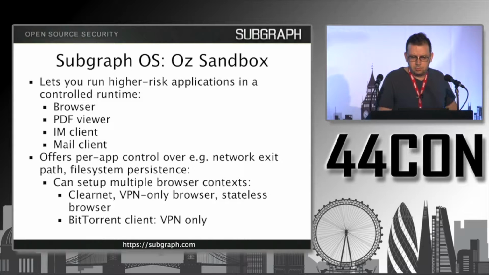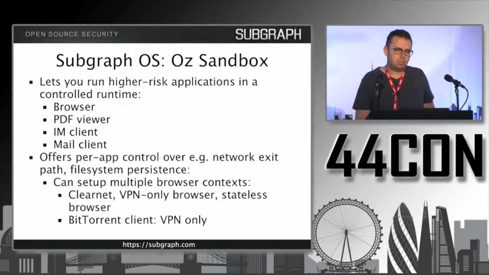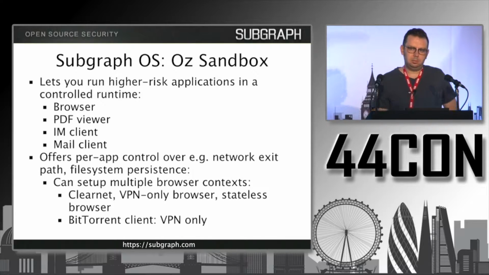Another thing we did is our sandbox. The sandbox uses Linux kernel isolation primitives, the same ones Docker uses, so namespaces, things like that. We run sensitive applications in sandboxes, so browser, PDF viewer, chat clients, mail clients, and this offers per sandbox control over how these things do or don't leave the network. So you can create a sandbox that has no network at all. For example, PDF viewer, LibreOffice, those are examples of such default configurations.